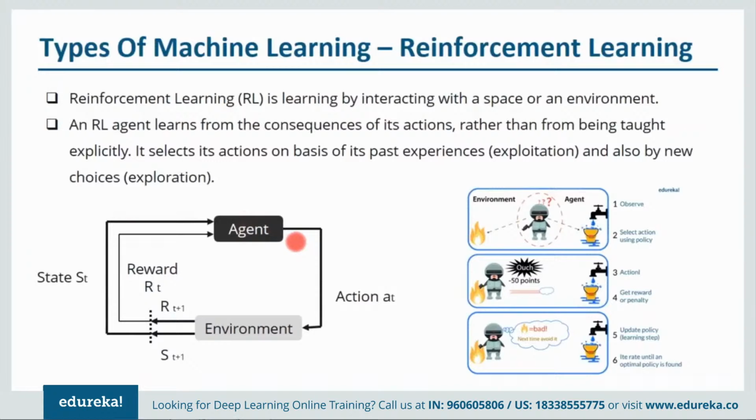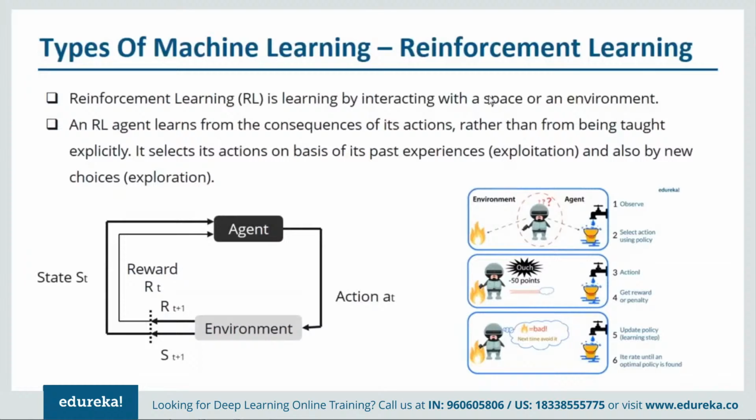Now there's a diagram in front of your screen. So what happens is you have an agent, all right, that agent performs some action. And on the basis of that action, it'll be exposed to some sort of an environment. Now if that action is correct, then it'll be rewarded. But if it is not, then it'll change its choice and it'll again perform some action. So this process will keep on repeating. So this is how reinforcement learning works.